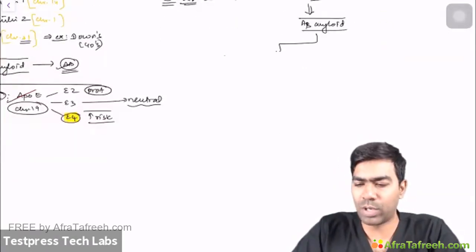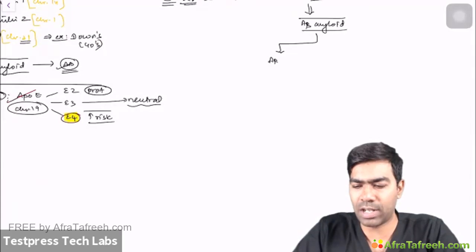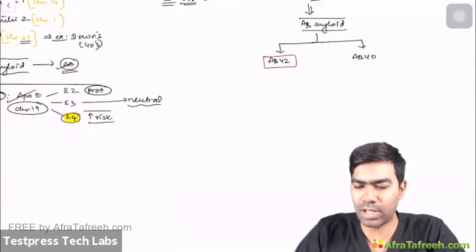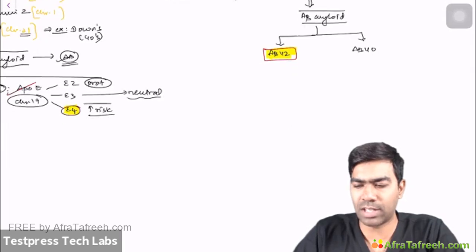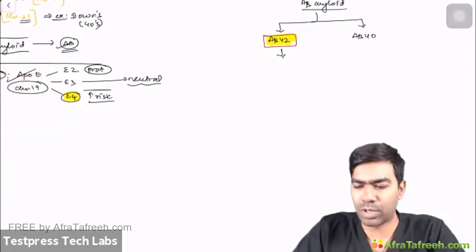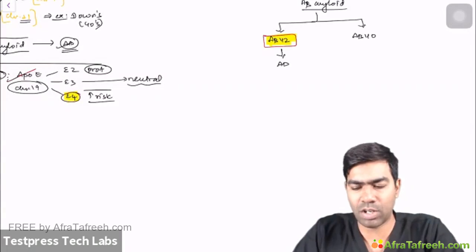And we have basically 2 types of A-beta amyloid. One is called A-beta 42 and second is called A-beta 40. In that, we already know, we have studied this, A-beta 42 is the one that is pathognomonic for Alzheimer's disease, not the A-beta 40. This is going to result in Alzheimer's disease, but this is not going to result in Alzheimer's disease.